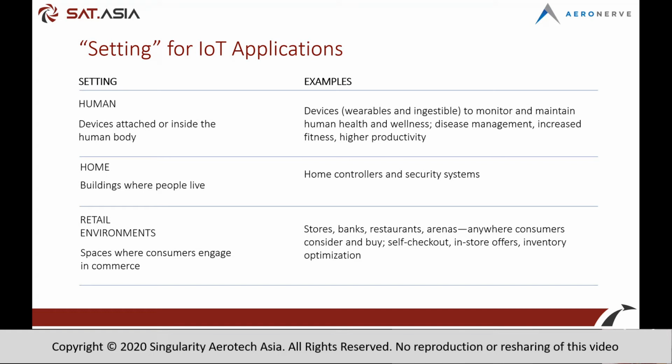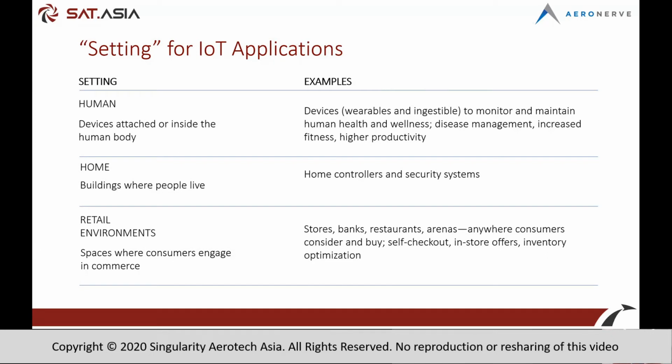I'm pretty sure everyone has a smartwatch that can count your steps every day. We have a recommended number of steps, at least 10,000 steps a day, in order to be considered active, or super active at 12,000 steps a day, for example. So that is already an application of IoT. A much higher level of application will be at the hospital, for example, for disease management, increased fitness, high productivity.